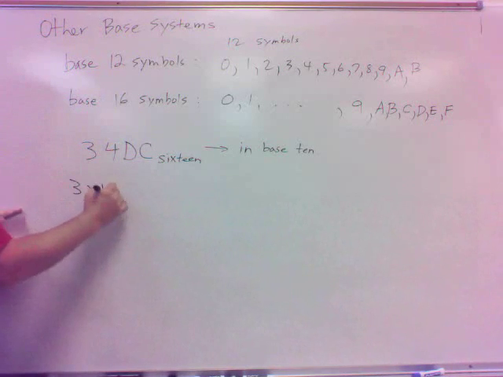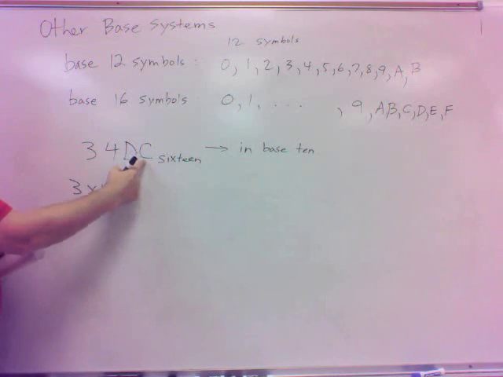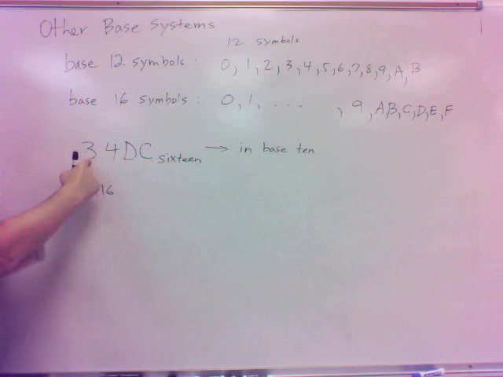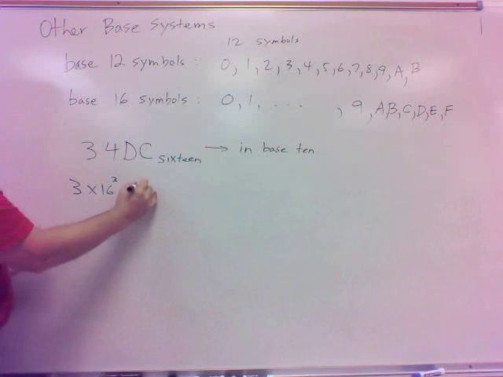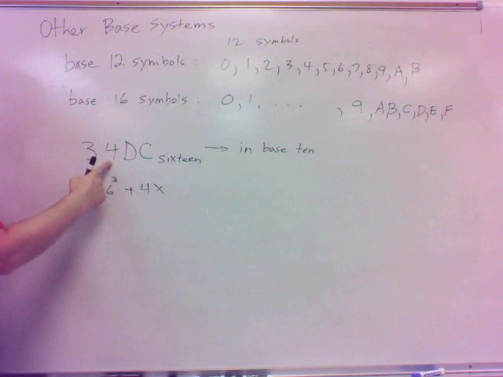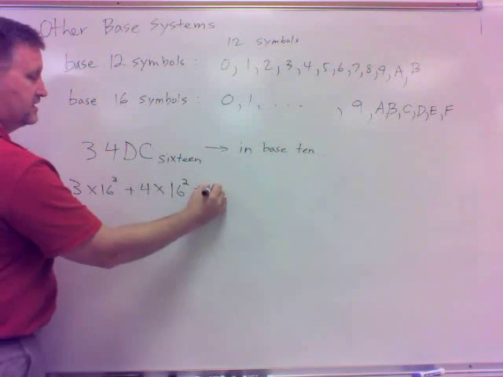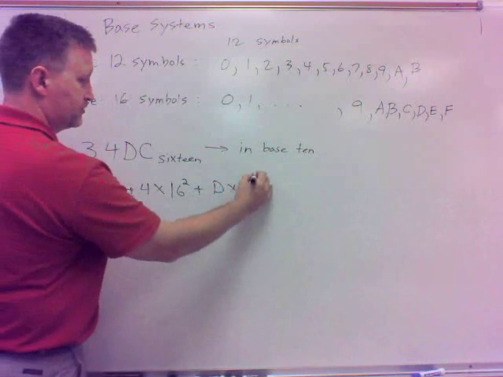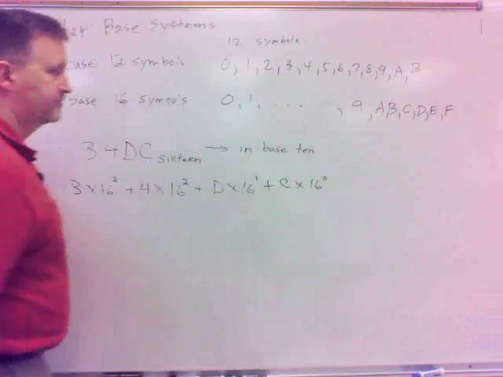What would the 3 be a power of 16? Well, we start with the back: 0 power, 1 power, 2 power, 3 power. The 3 would be times 16 to the third. 4 is then times what? 16 to the second. The D would be times 16 to the first, and the C would be times 16 to the 0. With me on that?